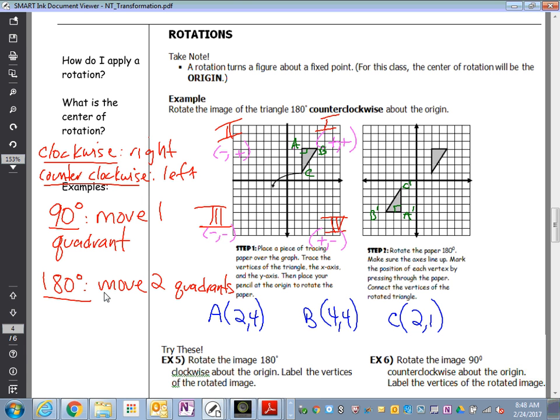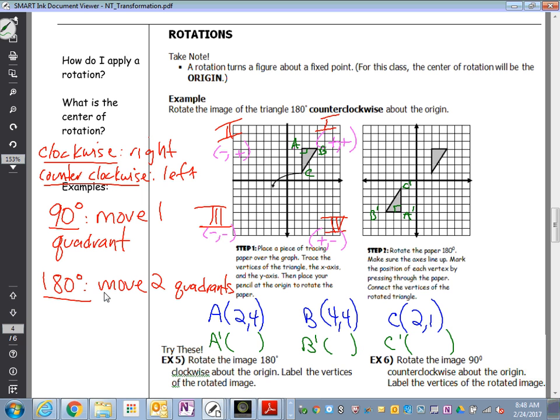Now, let's write A prime, B prime, and C prime. Fill those in on your own. ABC prime, just for the one we're working on, the example. What's the rule for 180?